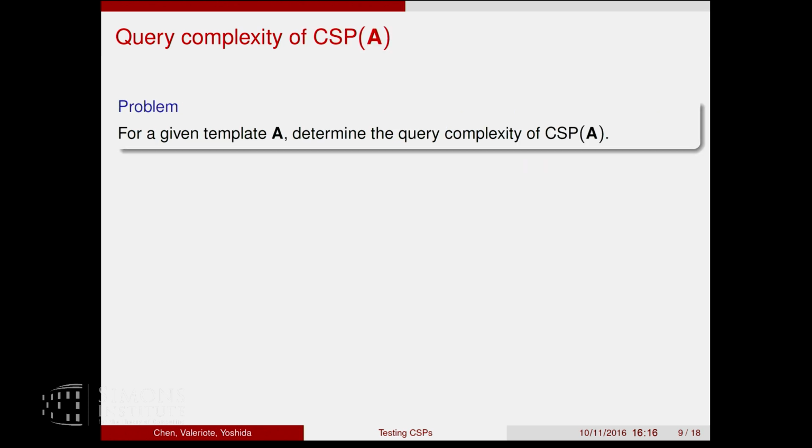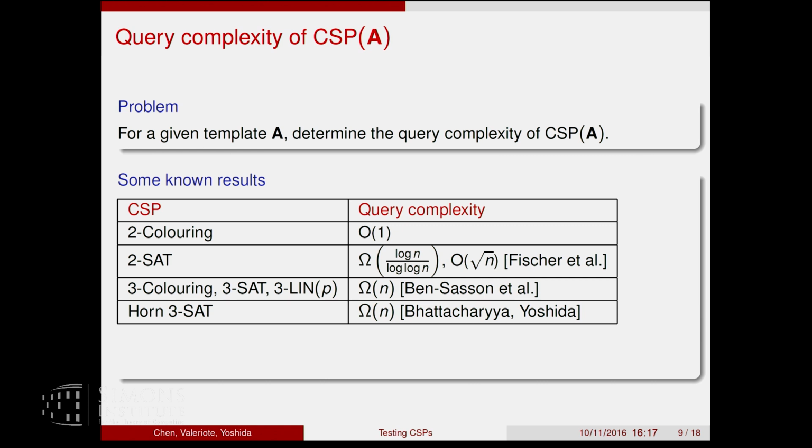So here's the problem. Given a template, a finite relational structure, how do you determine the query complexity of the constraint satisfaction problem over that template? And here's some background, some known results.